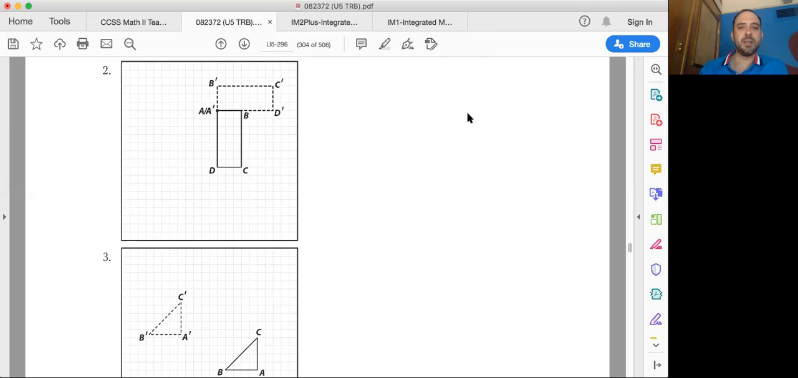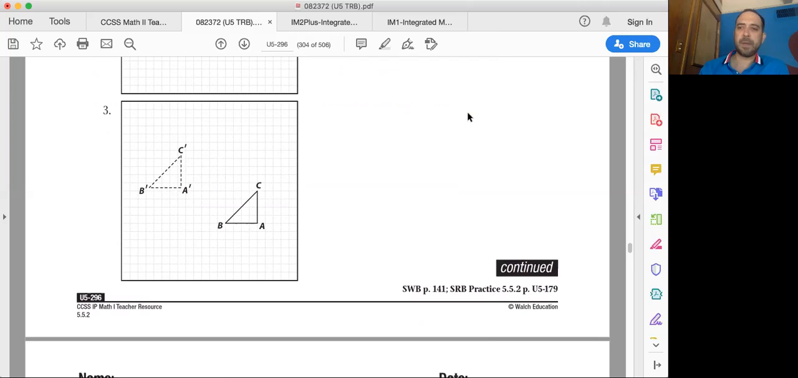Okay, so let me go down here to number 3. All right, are these two shapes the same? Same size? Yes. Remember, same size means congruent. These are congruent to each other because they are the same size. I could see here from A prime to C prime is going up, let's see, 1, 2, 3, 4 units. Look over here, A to C is 1, 2, 3, 4 units. So yeah, it's the same size. So these are congruent triangles.